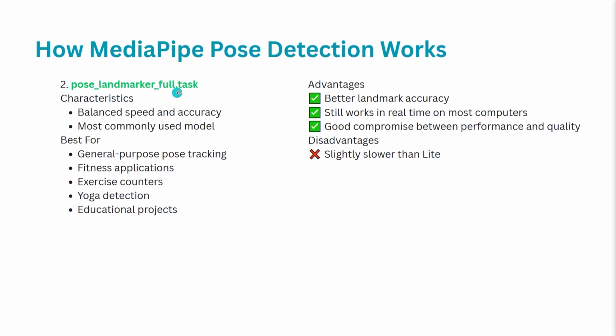Next, it provides the full version, pose_landmarker_full. If I talk about its characteristics, it provides a balance of speed and accuracy. Also, it is the most commonly used model. It is best for general purpose pose tracking, fitness applications, exercise counters, yoga detection, and educational projects. If I talk about its advantages, it provides better landmark accuracy.